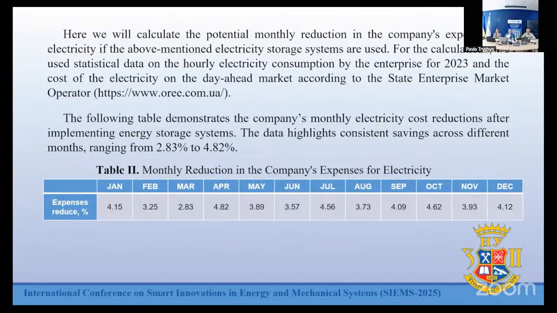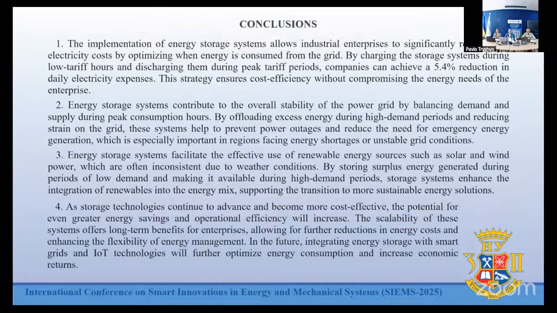In conclusion, the usage of energy storage systems allows industrial enterprises to achieve up to 5.4% daily electricity cost reduction by optimizing charging and discharging times. This system also contributes to the overall stability of the power grid by reducing peak demand and preventing outages.